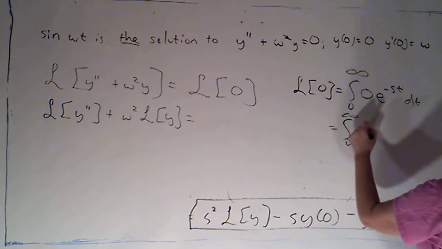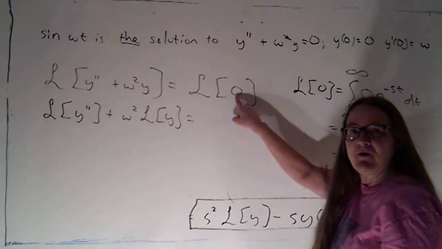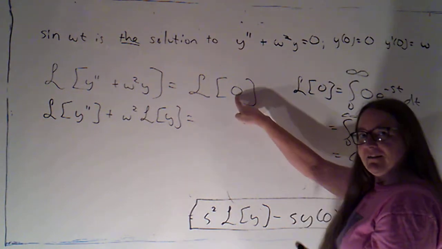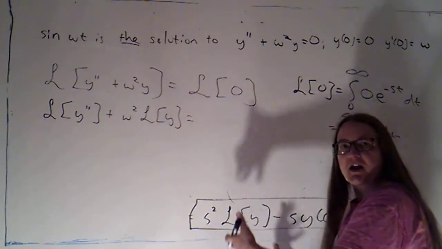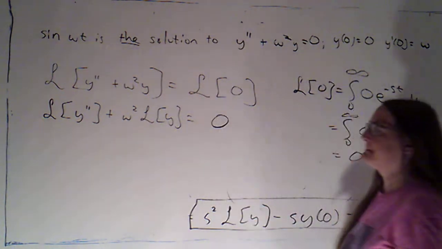That's the integral of 0. That's going to be 0. The other thing I could do is I could say 0 is just 0 times any function I want, but 0 is a constant. I can pull it through. So I'm going to get 0 copies of the Laplace transform of any function I want. I'm going to get 0.